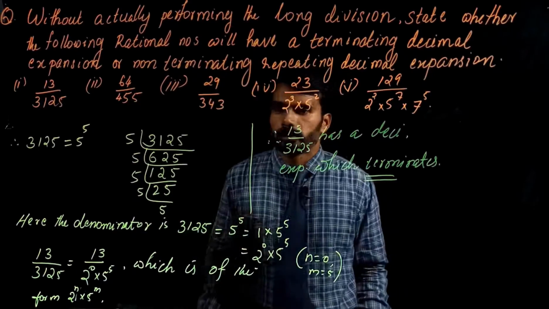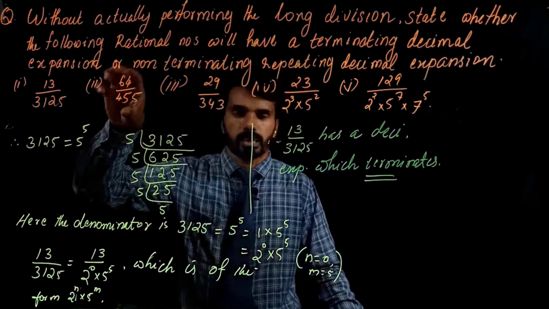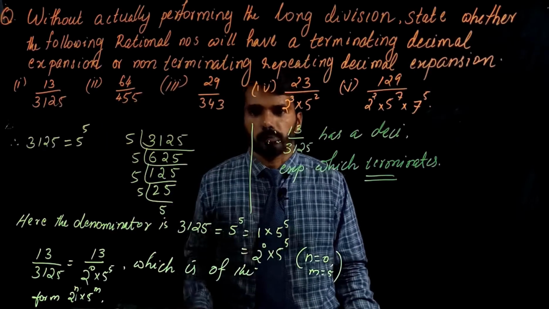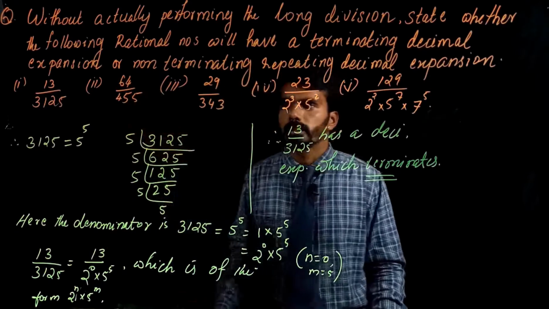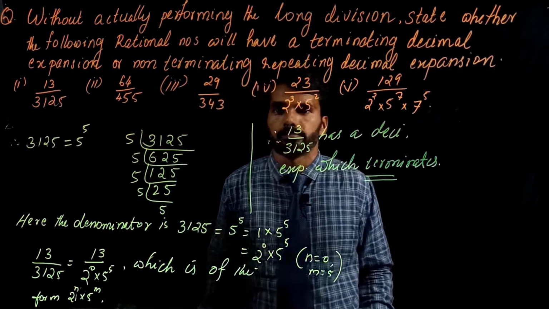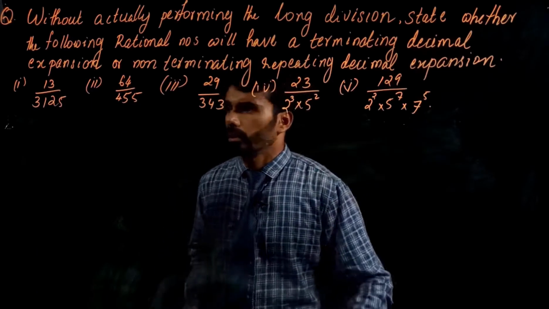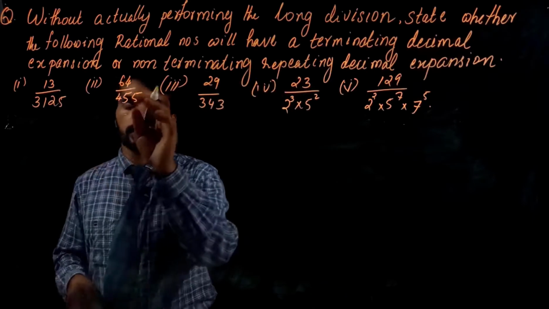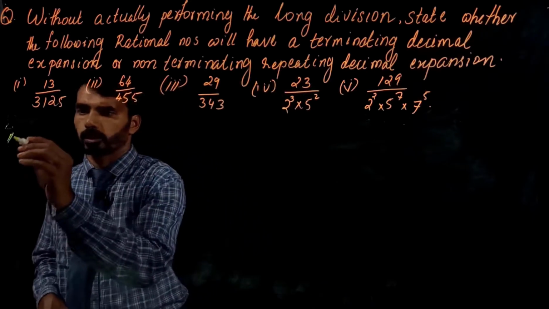Okay, now let us solve the second one, 64 divided by 455. In a similar way, let us see how we are going to solve this 64 divided by 455. That is the second question.